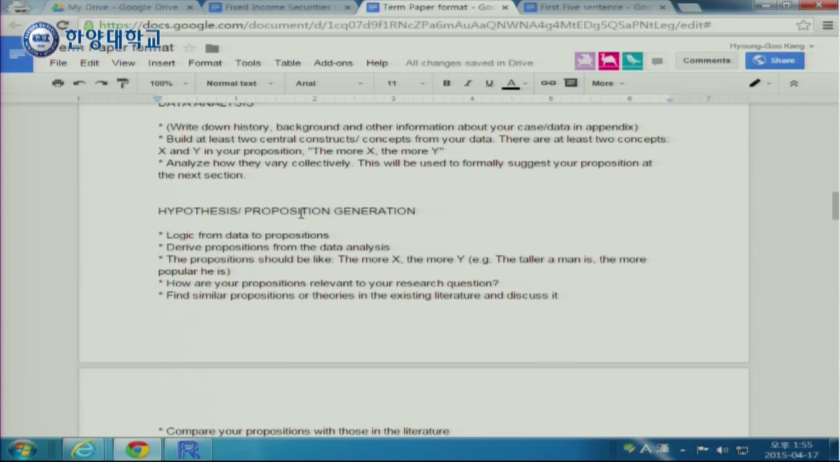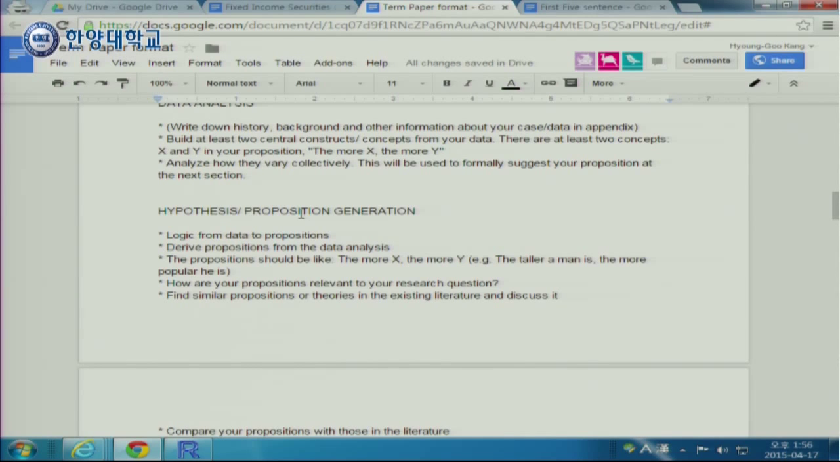Something like this. Right? If it is your research question, you have to collect data about the height of the man and the popularity of the man. So we have two central concepts or constructs: height and popularity. Then you collect data about height and popularity. Of course, you have to define what you mean by height and what you mean by popularity. And then you generate variation in height. This guy is short, this guy is tall, this guy is popular, this guy is unpopular.